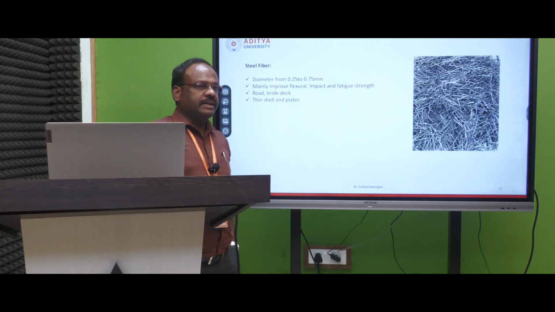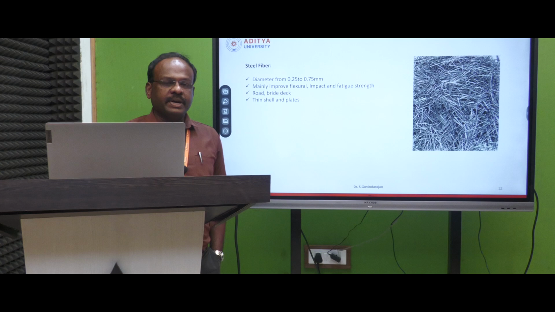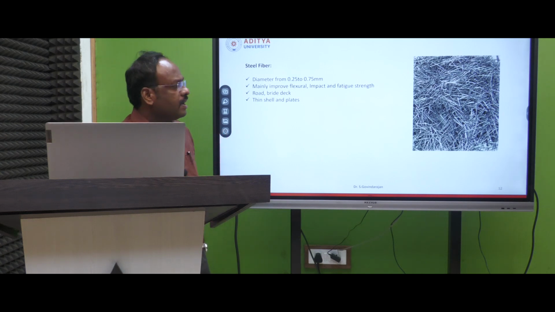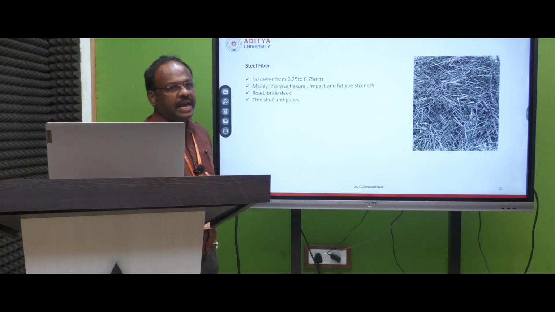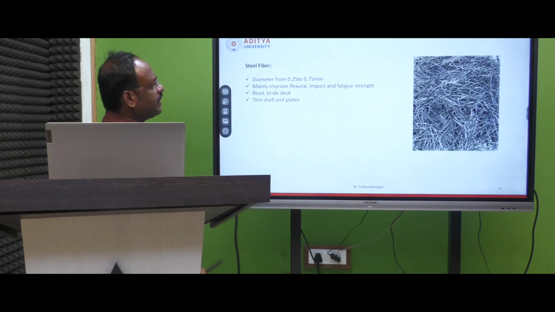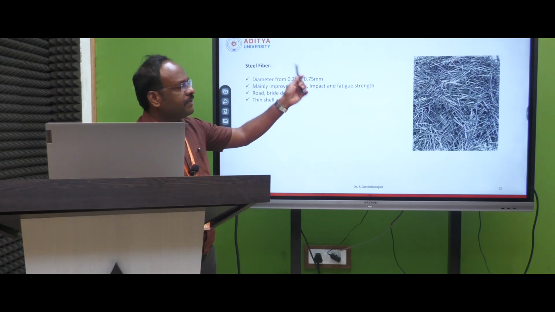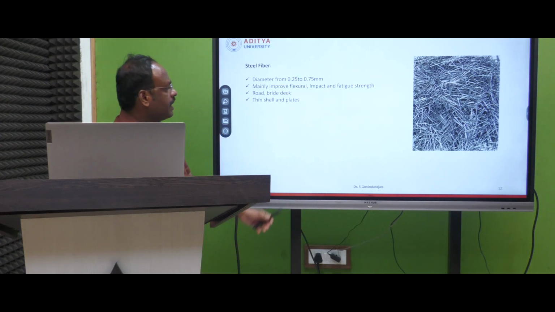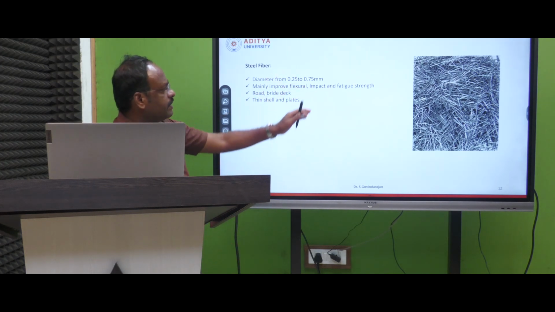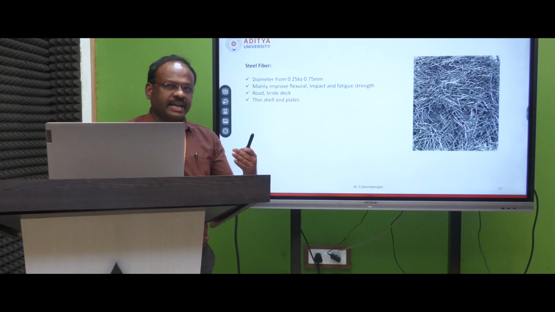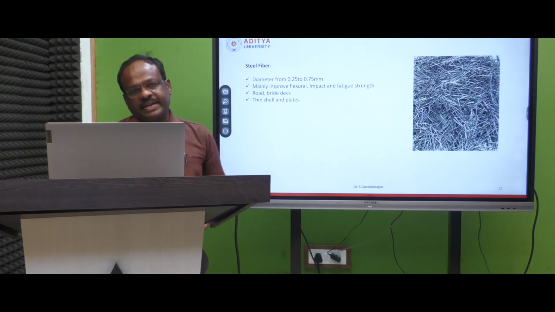And here, for a short period only, I will show some of these fibers, what their properties are and where they are used. The first one is steel fiber. Normally the diameter of the fiber varies from 0.25 to 0.75 mm. It is mainly used for flexural strength, impact, as well as fatigue strength. These are all the strengths I already mentioned as properties of fiber reinforced concrete. Surely it will improve the strength of the structure, right?